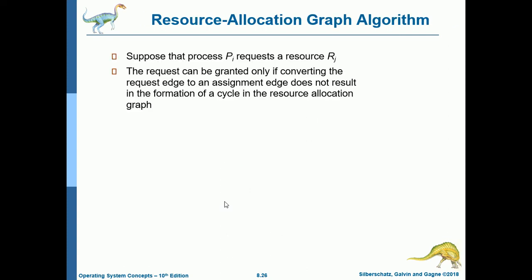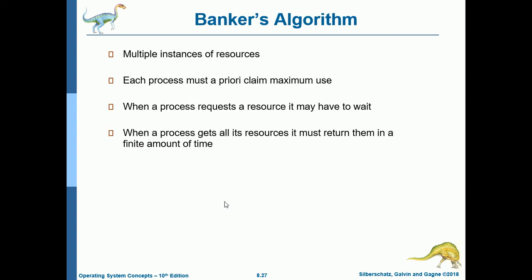So the resource allocation graph algorithm: suppose that process P sub i requests a resource R sub j. The request can be granted only if converting the request edge to an assignment edge does not result in the formation of a cycle in the resource allocation graph. So, again, the resource allocation graph is used for single instances of resources. What if there are multiple instances of resources? We cannot use the resource allocation graph, or rather, it will be more complicated.